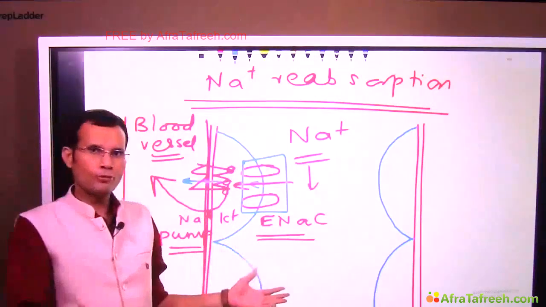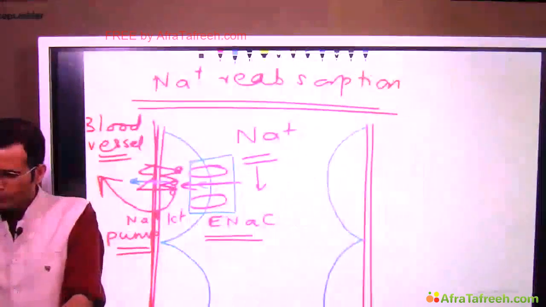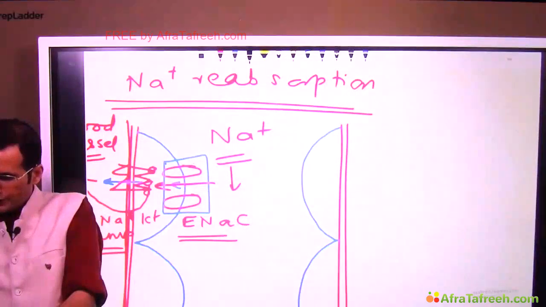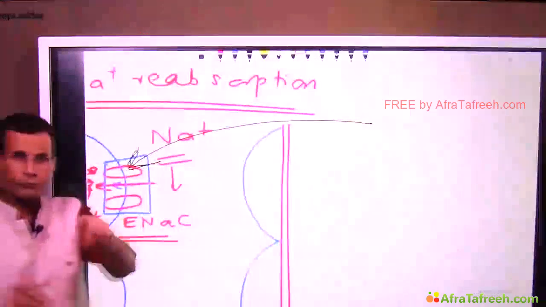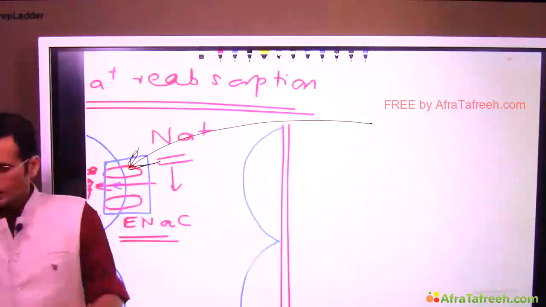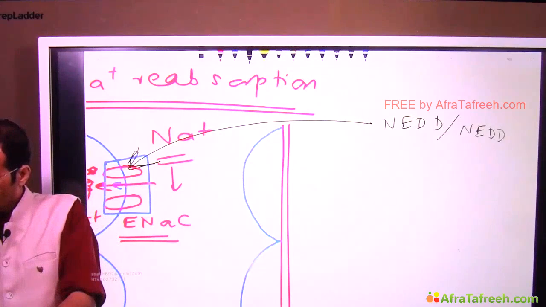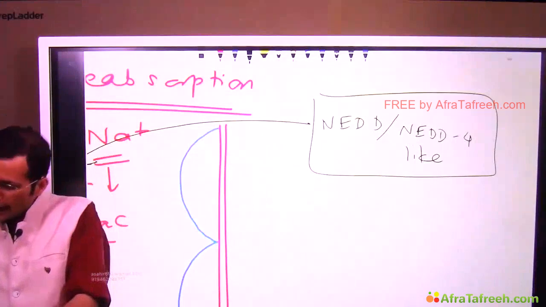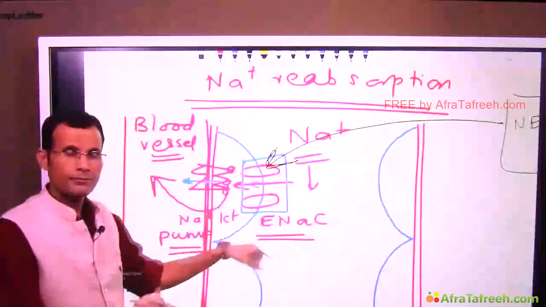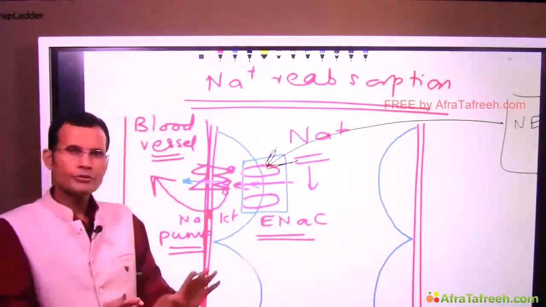You know, this ENaC, when it has to be removed from the membrane, normally under normal circumstances, it is tagged by the ubiquitin. We discussed ubiquitin just now. It's tagged by the ubiquitin called NEDD4-like. That's the name of the ubiquitin that will tag the ENaC, and then ENaC will be removed from the membrane and degraded. We have seen that process.